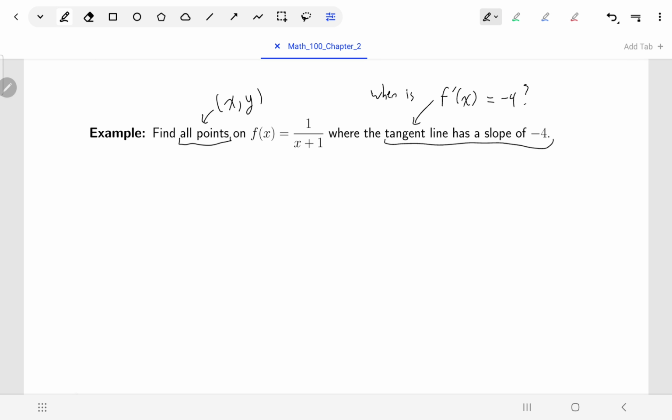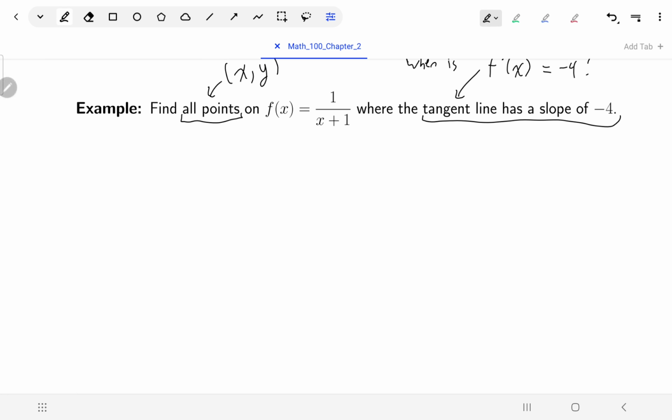So of course that means our first question is, what's the derivative? Once we find what f prime of x is, we can solve and figure out when is f prime of x equal to -4. Once we know the x values, then we can go back to our original function and find our y values, and then we'll be able to say where all these points happen to be. So I guess our first move is to start by finding our derivative, and so same thing as before, our derivative is going to be the limit as delta x approaches 0 of f of x plus delta x minus f of x all over delta x.